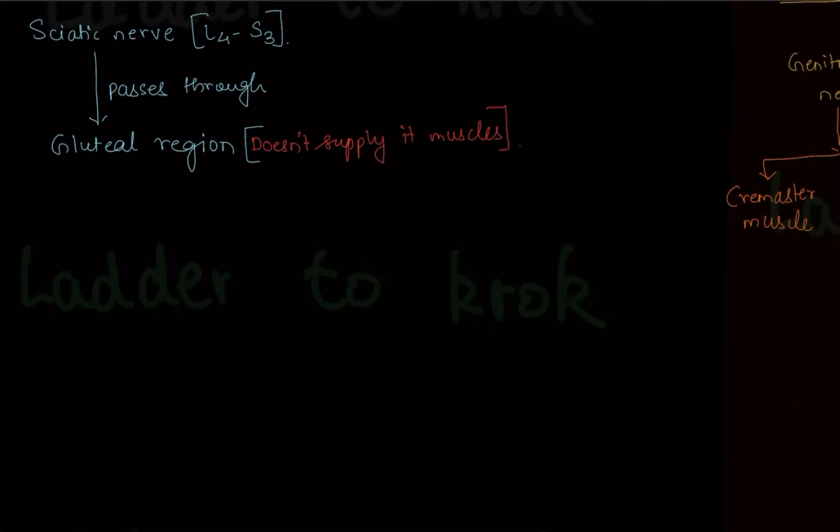Now from the gluteal region, it passes through the greater sciatic foramen. We have done this greater sciatic foramen also when we were doing the pelvic bones. Remember which ligament was forming this greater sciatic foramen? It was sacrospinous ligament. Okay. Now from the greater sciatic foramen, this sciatic nerve will divide into two parts. Some of the part will go into the posterior compartment of the thigh and some will go down into the popliteal fossa.